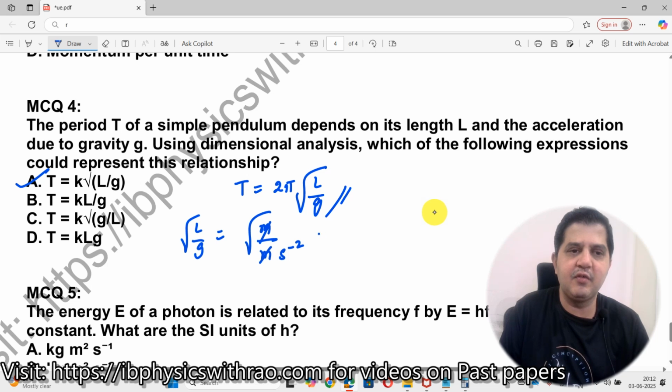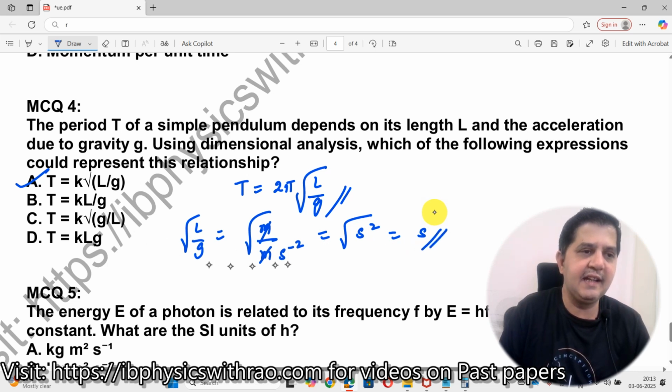This meter goes away. This should be square root of second square. Now what is the square root of second square? Second over here. Thus the answer should be second, and T is also measured in seconds. So therefore A should be your right answer. Probably if this is here, then what you will do is you will do this for each and everything and then finally get the answer.